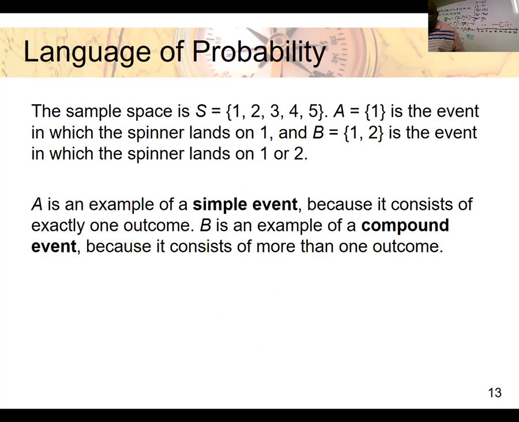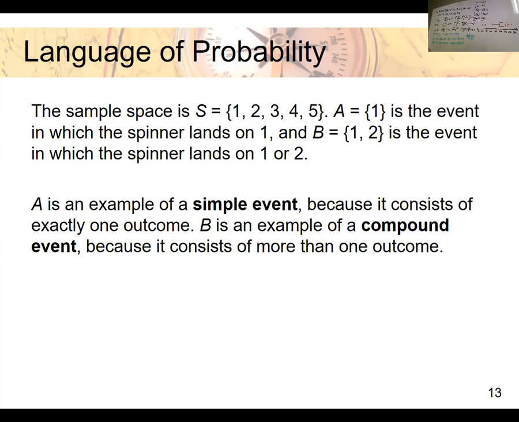So on the next slide is pretty much what I got through talking about. The sample space is all 5 numbers, 1, 2, 3, 4, and 5. Event A, which is equal to 1, that's the event in which the spinner lands on a 1. And event B, where you have 1 and 2 there, that's the event where the spinner lands on either a 1 or a 2. Okay. And I did mention that spinning an odd number is an event, because it could be 1, 3, or 5.